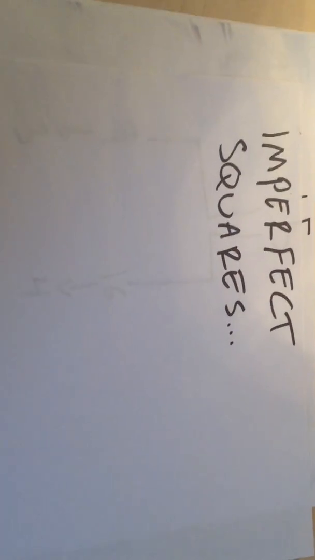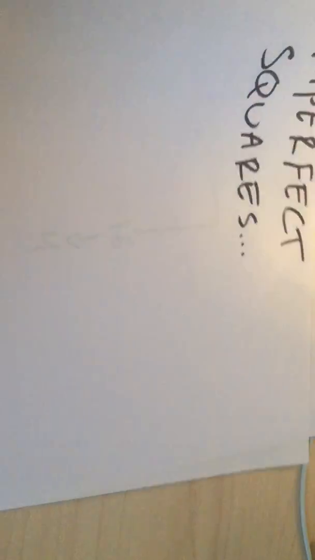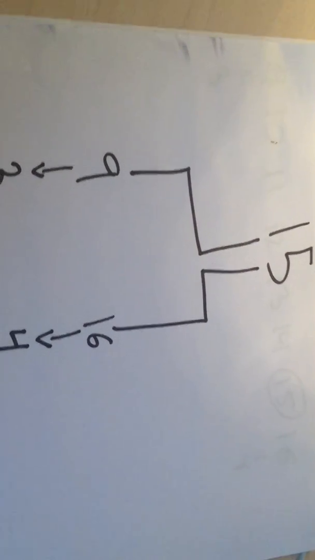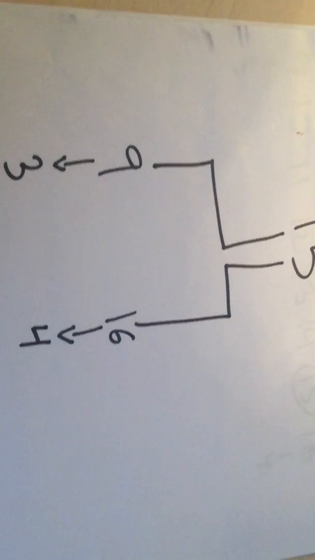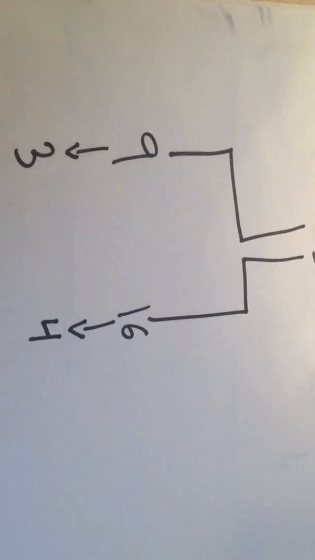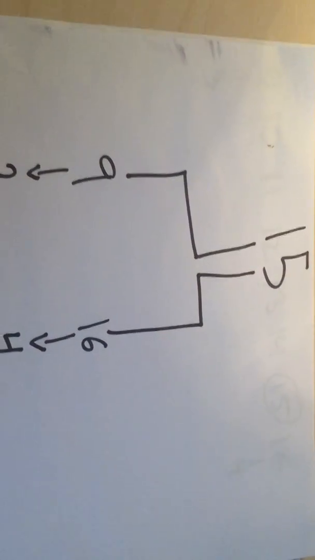But what about imperfect squares? So 15 is an example of an imperfect square because no 2 numbers multiplied by themselves equal 15. Let's check that. 1 times 1 is 1, 2 times 2 is 4, 3 times 3 is 9, 4 times 4 is 16. So already we've gone over our target number of 15.